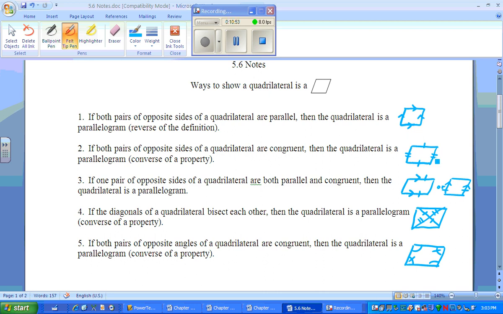Look for both sets of opposite sides being congruent. Look for both sets being parallel. Look for one set being parallel and congruent. Look for the diagonals bisecting each other. Look for opposite angles being congruent. This one and this one are probably the most common ones that we use and know.